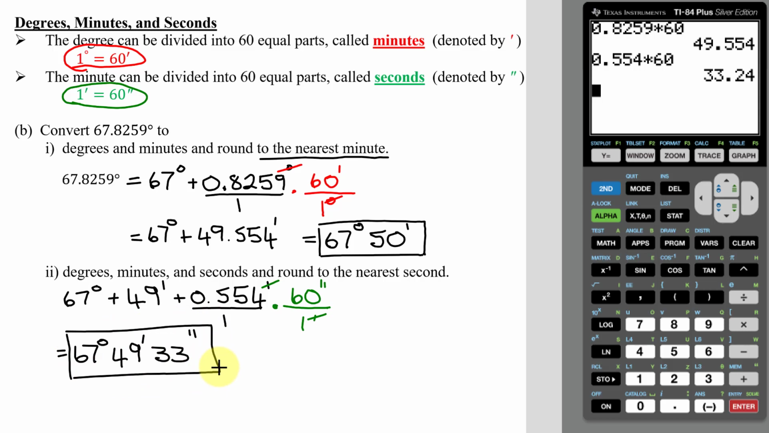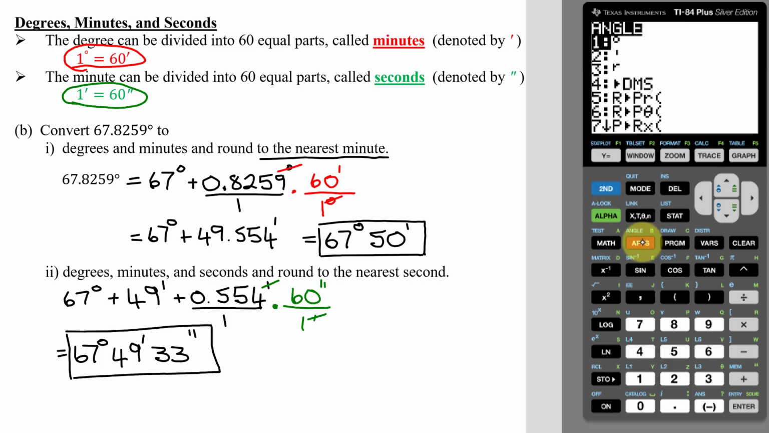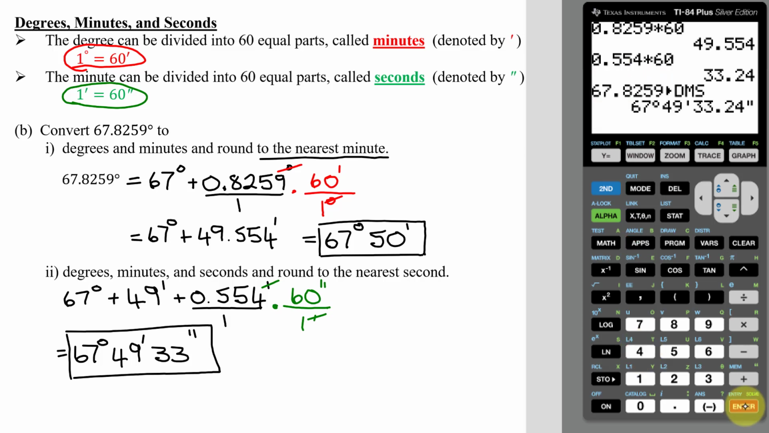One last thing I want to point out is this can be done on most calculators. And let me show you how. I have 67.8259, and I am going to use something in the angle menu. So I'm going to hit second apps, and I'm going to say turn it into degrees, minutes, and seconds, which is number 4, and then I hit enter. And it gave me 67 degrees, 49 minutes, and 33.24 seconds, which is what I got up here.